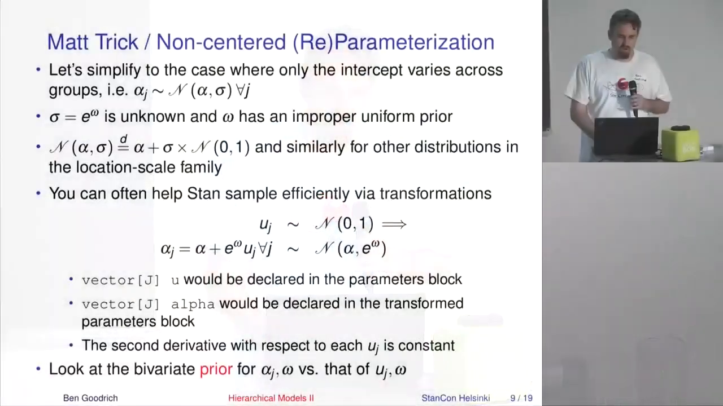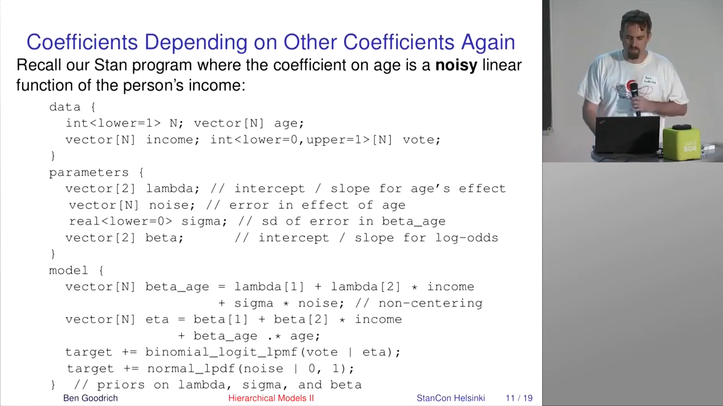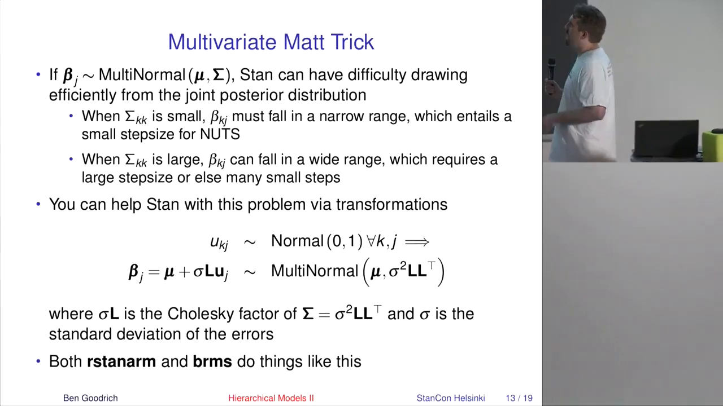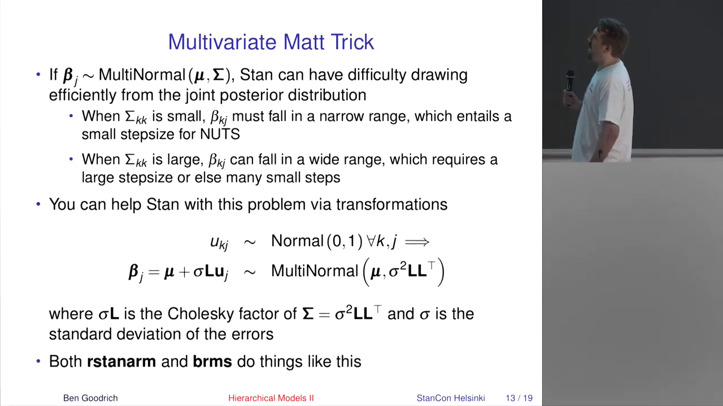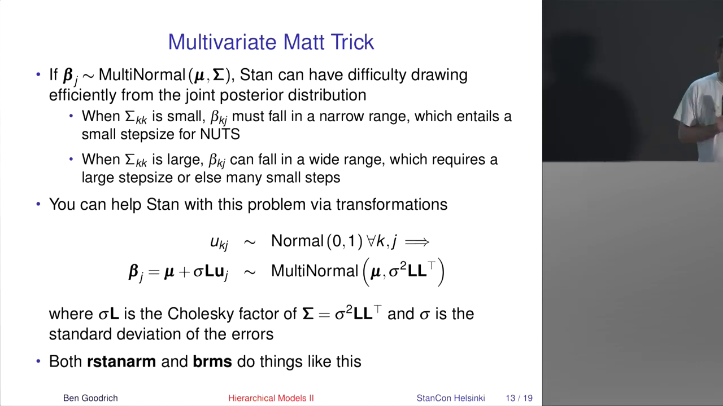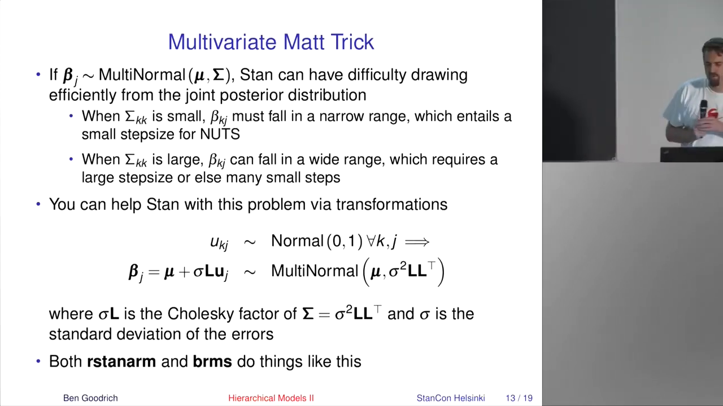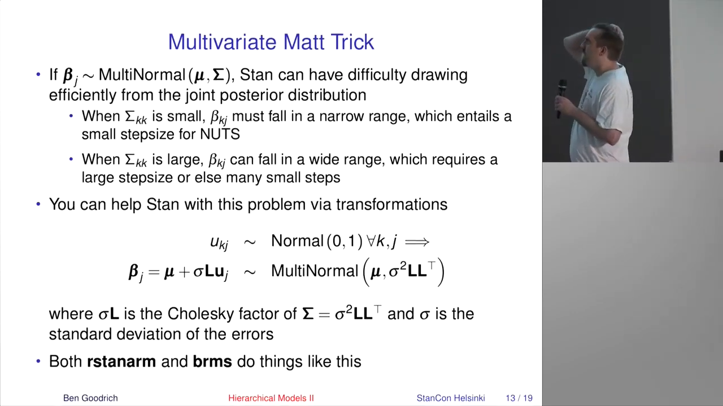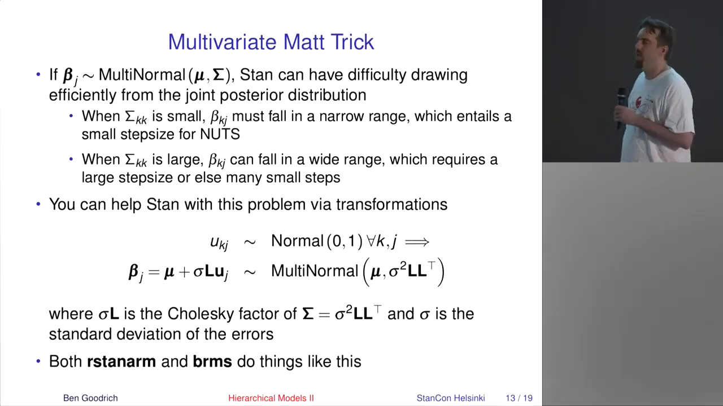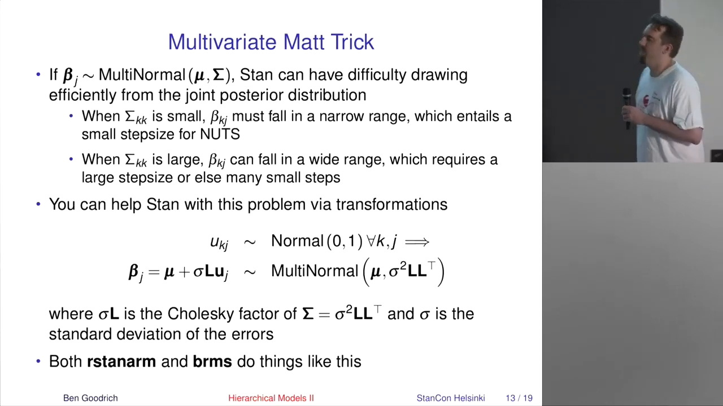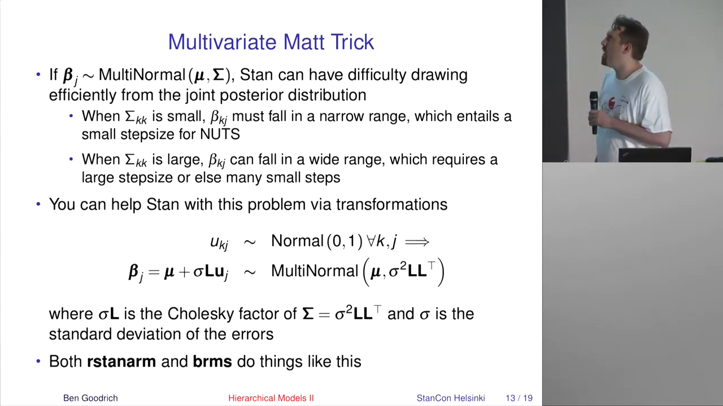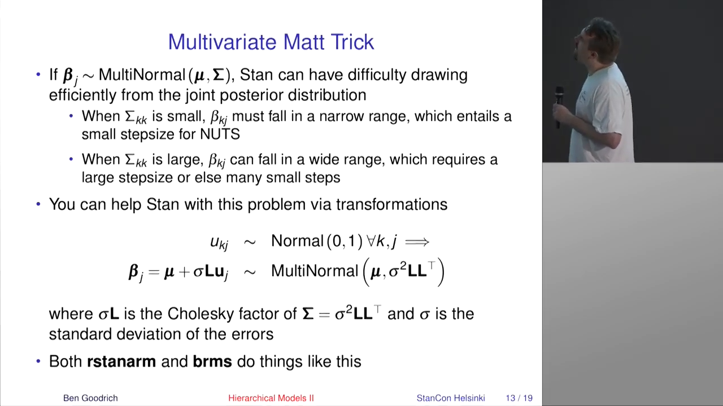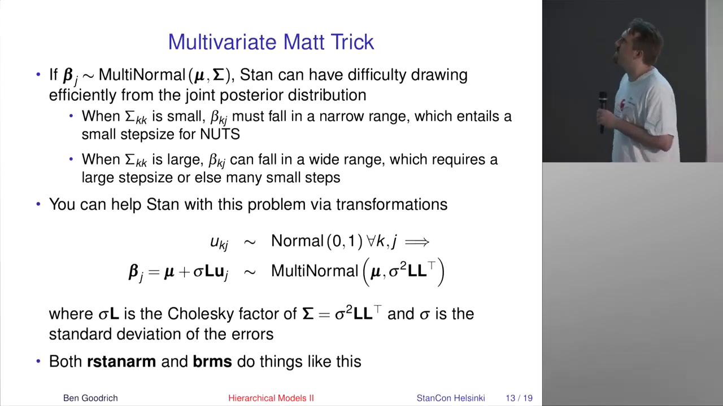Okay, so that was the univariate version of the non-centered parameterization. There's also a multivariate version, at least based on the multivariate normal or other elliptical distributions. If you have some vector of coefficients, perhaps including the intercept, that is specific to the jth school, something like that, you might have a multivariate normal prior on that with mean vector mu and covariance matrix sigma. But that can a lot of times be difficult for Stan.